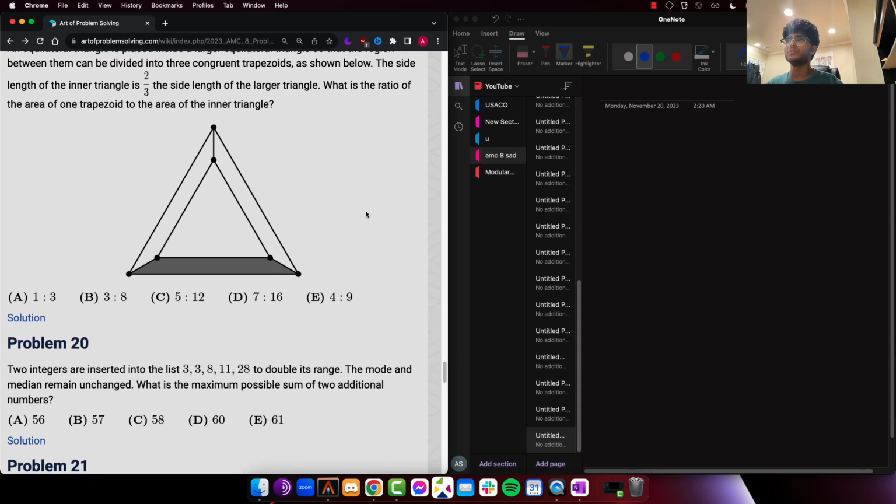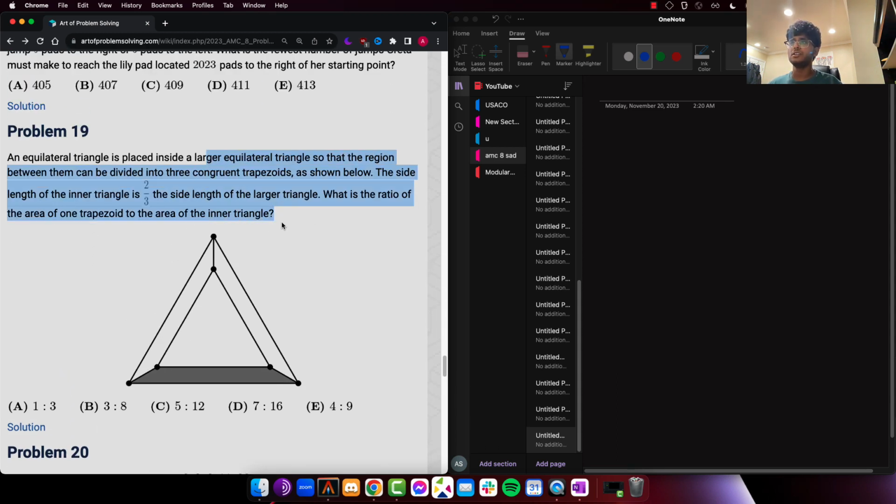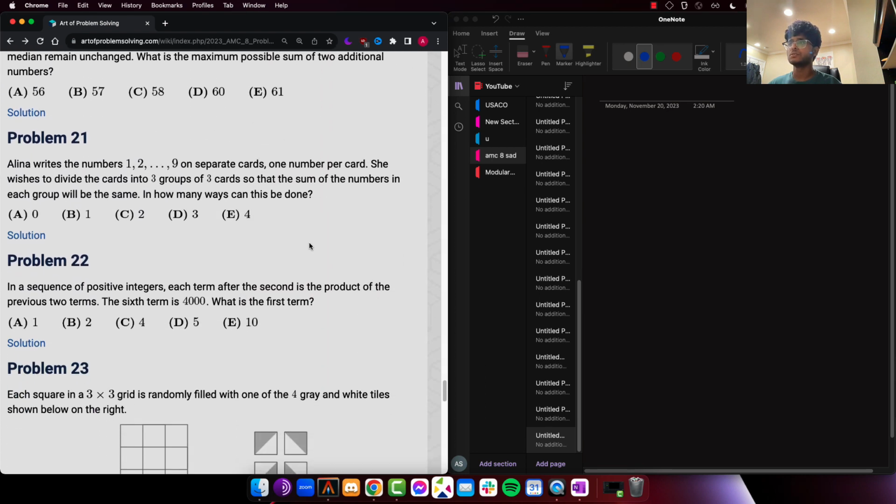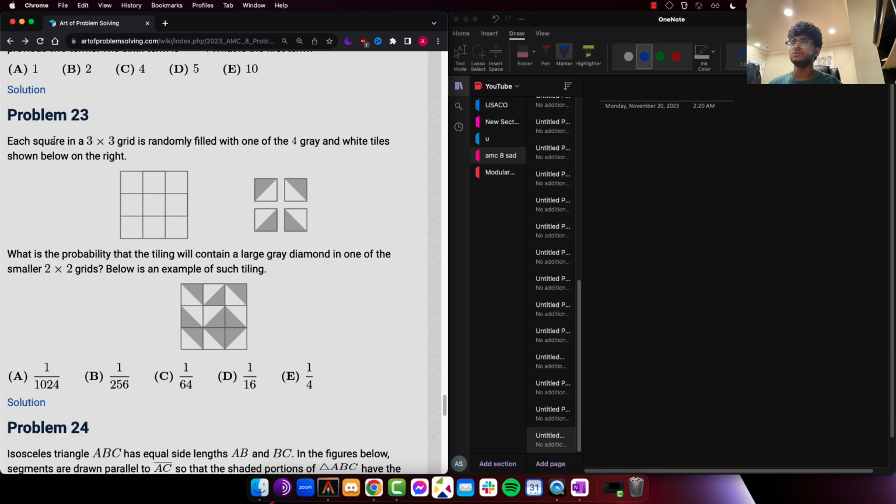And then this one wasn't too bad. I actually thought this was fine for an AMC 8. You kind of learned something. This one looks way harder than it actually is. It's pretty free, in my opinion.